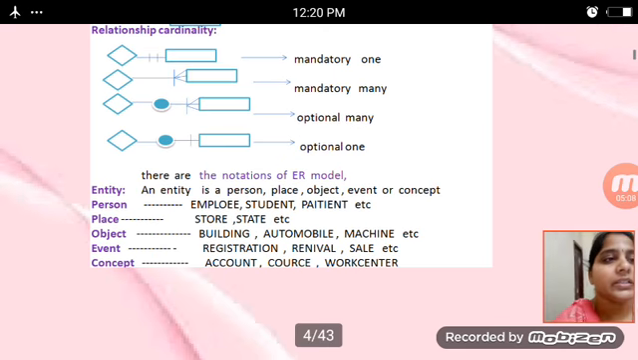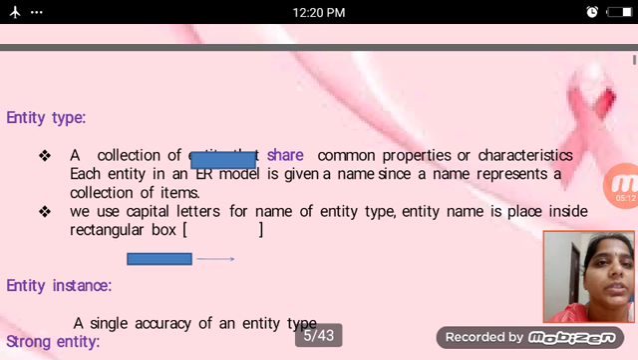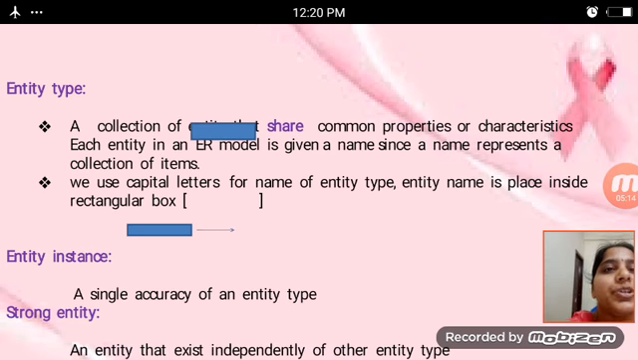After that, the next topic is entity type. A brief description of entity type: a collection of entities that share common properties or characteristics. Each entity type in an ER model is given a name. Since a name represents a collection of items, it is an entity type, a collection of entities that share common properties.